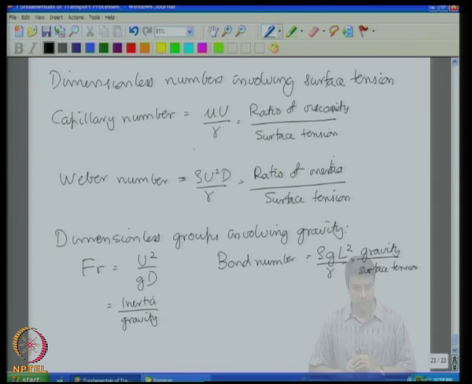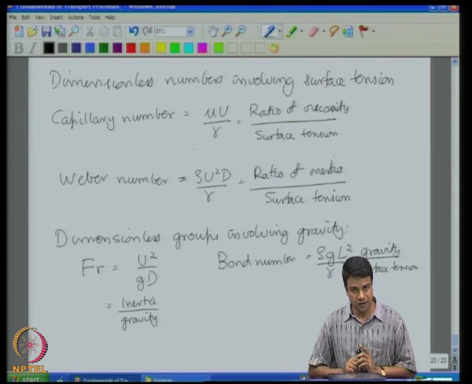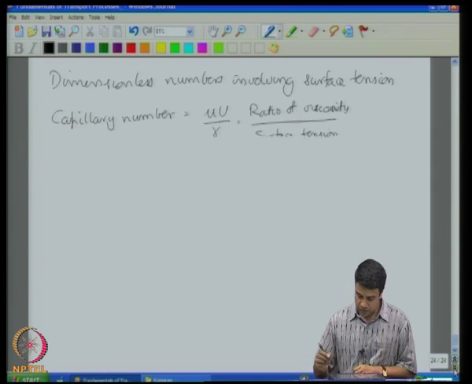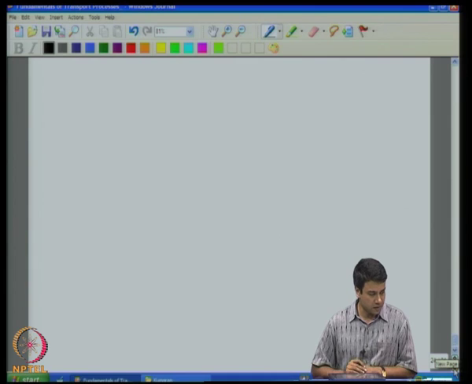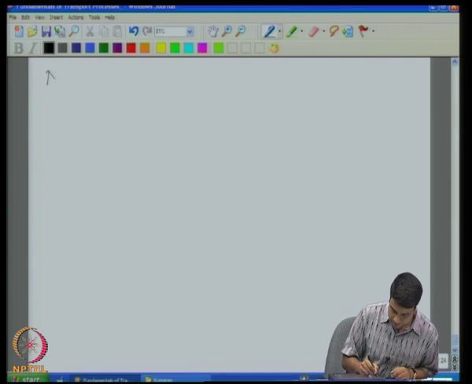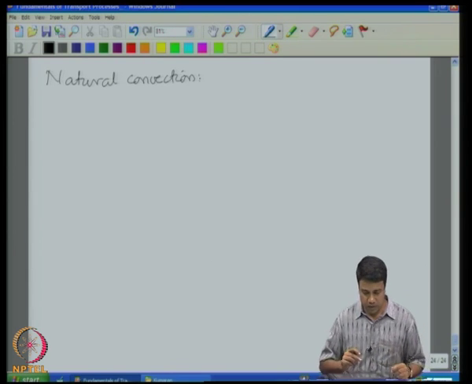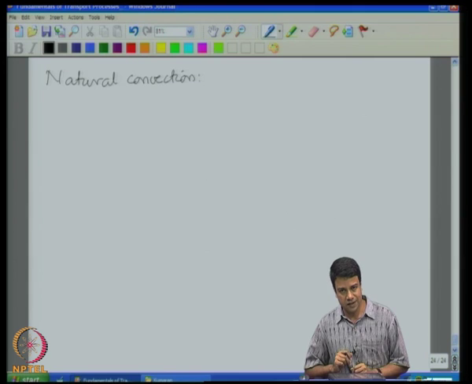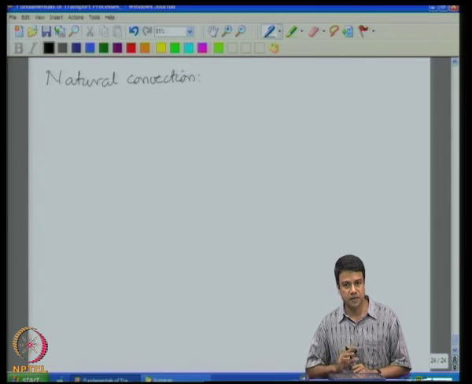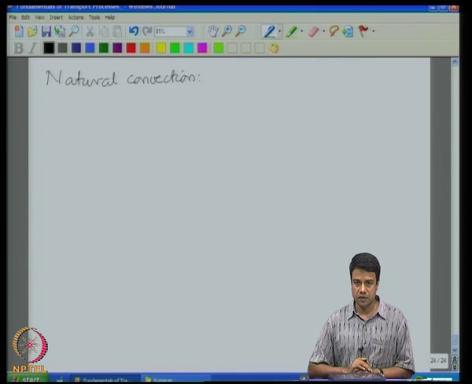There are other problems where it is not very clear what ratio they exactly represent. One such important case is what is called natural convection. I will take a little bit of time to explain what exactly this is, because it is important, especially in heat transfer problems, because as you probably know, there are two main mechanisms of heat transfer. One is forced convection and the other is natural convection.